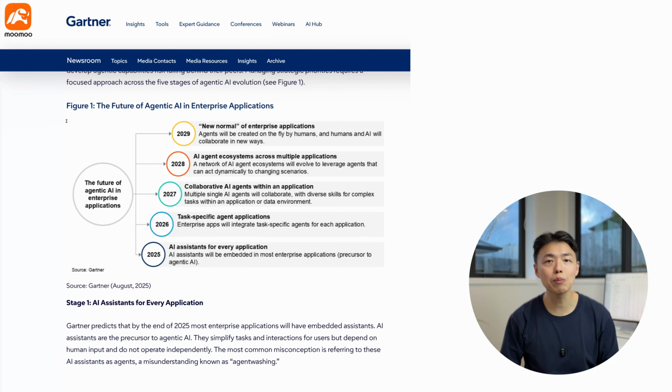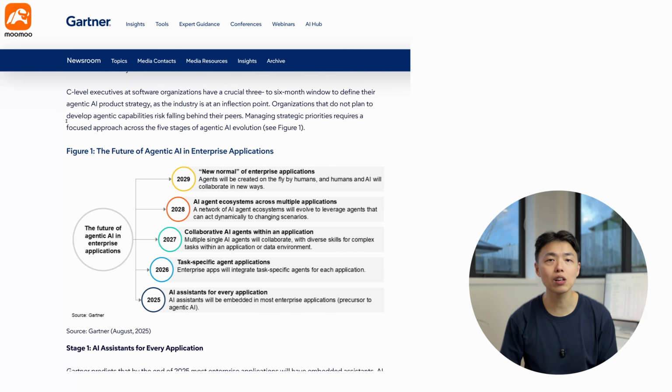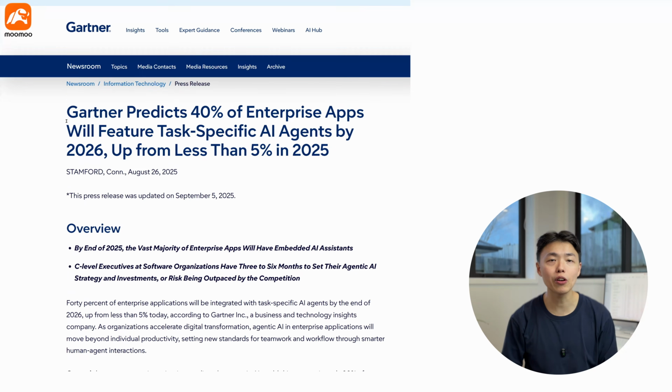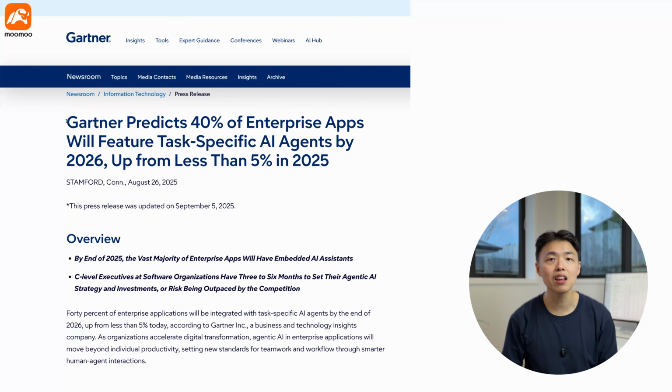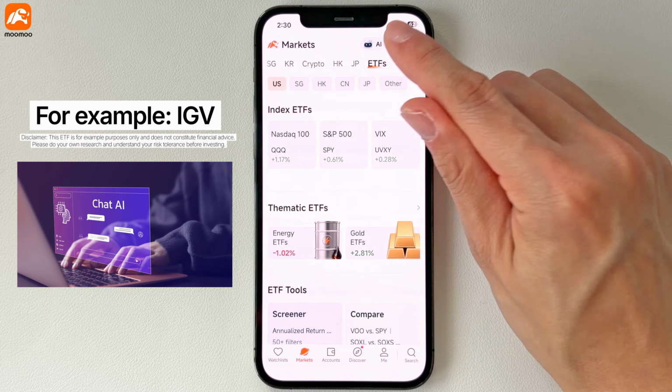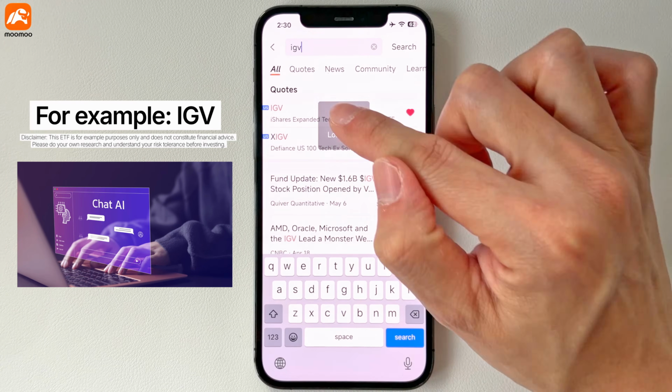This is the layer where companies take all the expensive compute and turn it into something businesses will actually be willing to pay for. And it is happening very fast. Gartner projects that 40% of enterprise apps will have AI agents built in by the end of this year. If you are researching software companies, IGV is one example ETF you can explore.